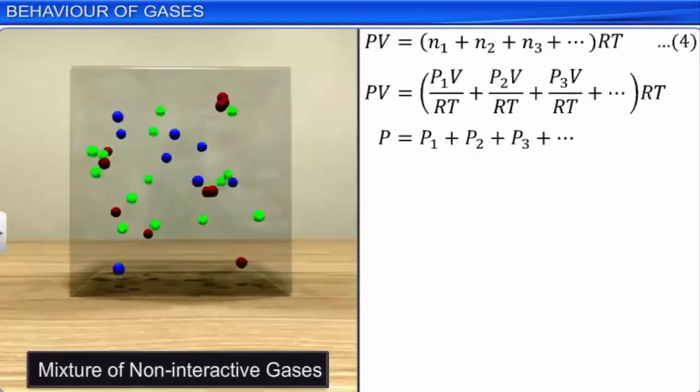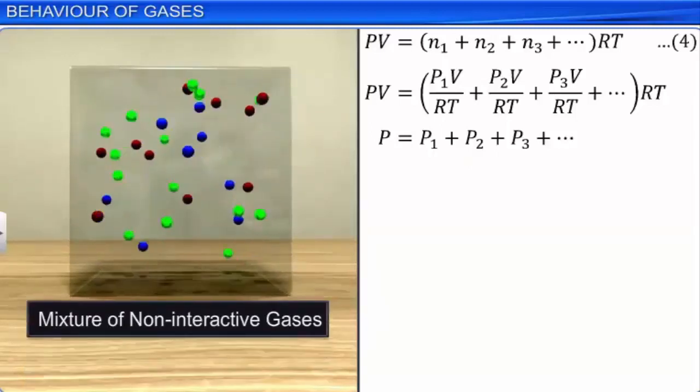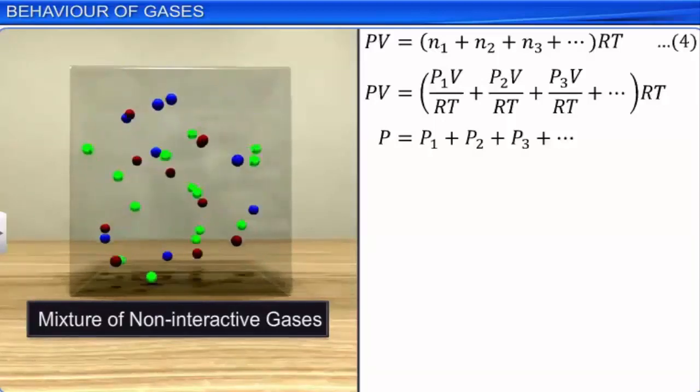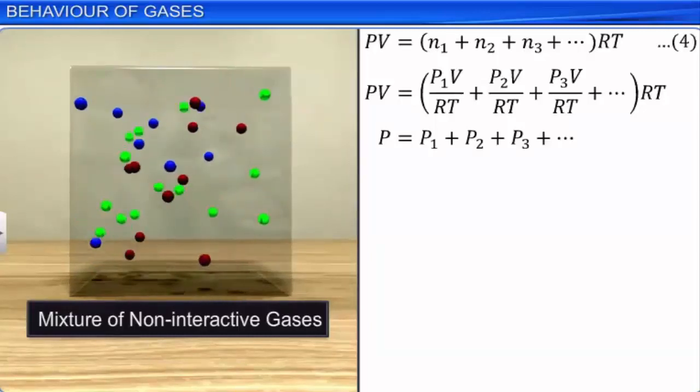That is, the total pressure of the mixture of gases is equal to the sum of individual partial pressures exerted by all the gases. This is called Dalton's law of partial pressures.